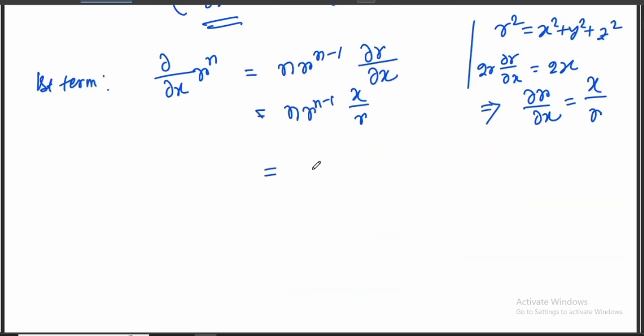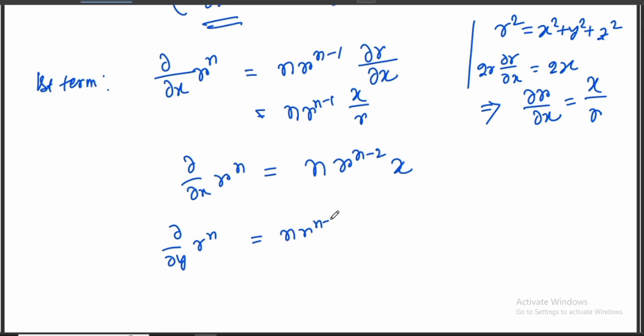So it will be n r to the power n minus 2 x. So del x r to the power n is n r to the power n minus 2 x. Similarly, del y r to the power n will be n r to the power n minus 2 y, and del z r to the power n will be n r to the power n minus 2 z.